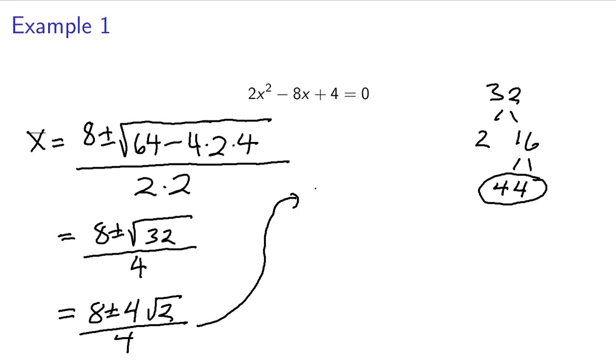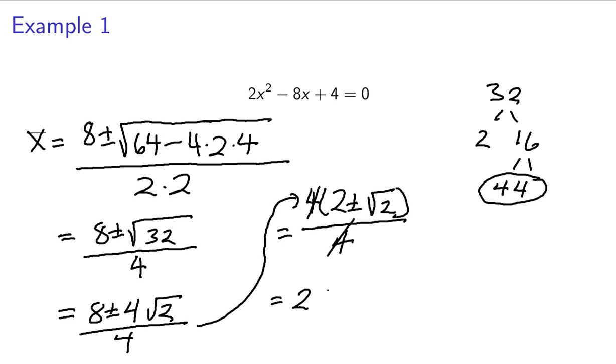And now I can factor a 4 out of the numerator here. And now these 4's cancel. And I have left 2 plus or minus square root of 2. These are my 2 solutions, 2 plus root 2 and 2 minus root 2. And that is how we apply the quadratic formula.